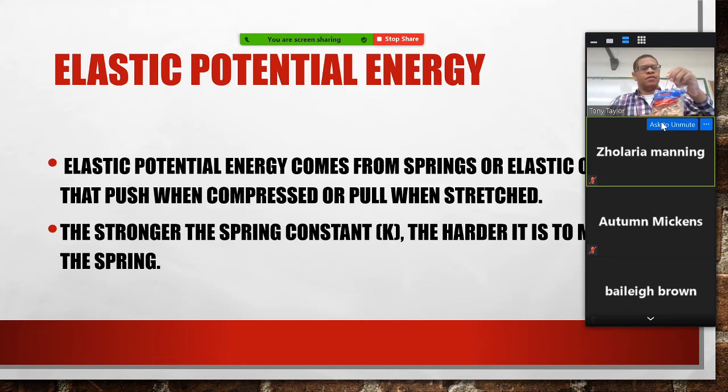So guys, elastic potential energy basically depends upon two things. It depends on basically the elasticity of the material, or sometimes what we call the spring constant, but it also depends on how much you stretch or compress the material. So for example, guys, if I take this rubber band and I stretch it, how do I know that by me stretching the rubber band, I've given it potential energy?